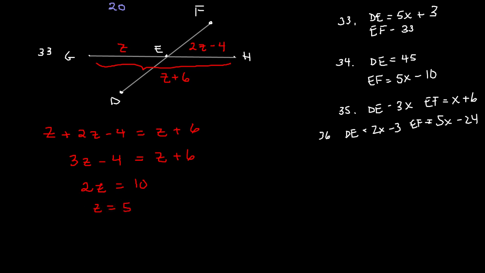Now, the question they want to know is, is E the midpoint? Well, we know Z is 5, so I'm going to plug that in. Change the color up a little bit again. So Z is 5, and 2 times 5 is 10, minus 4 is 6. So no, it's not the midpoint, because if it were the midpoint, both sides would be the same.